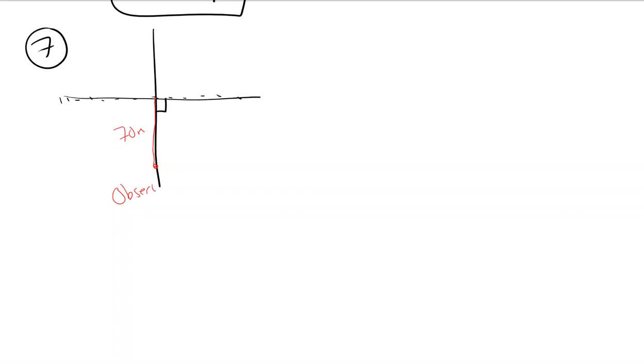Here's my observer, and he watches an eastbound train traveling at 60 meters per second. So that means he's headed east. I don't know where he is, but he's going this way at 60 meters per second. At how many meters per second is the train moving away from the observer?